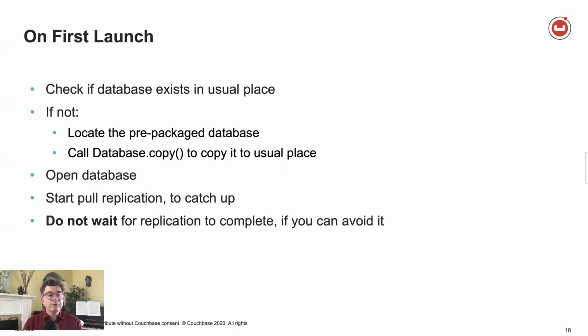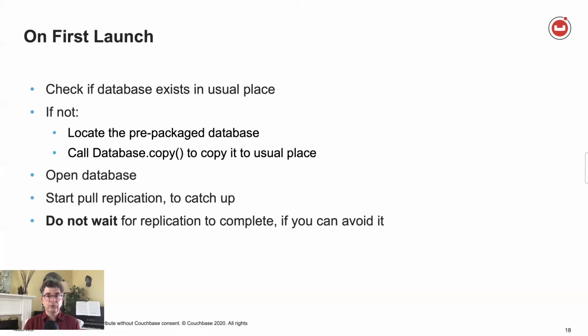So on the first launch of your app, you just need to change your logic a little bit. Before opening the database, check whether it already exists. If it doesn't exist, or if you otherwise know that this is the first time the app has been launched, you will locate that prepackaged database inside of your app bundle, your app package, and call the static method Database.copy to copy that from there into the usual place where your mutable database will live. It's very important that you call that method and don't use the file system to do it directly.